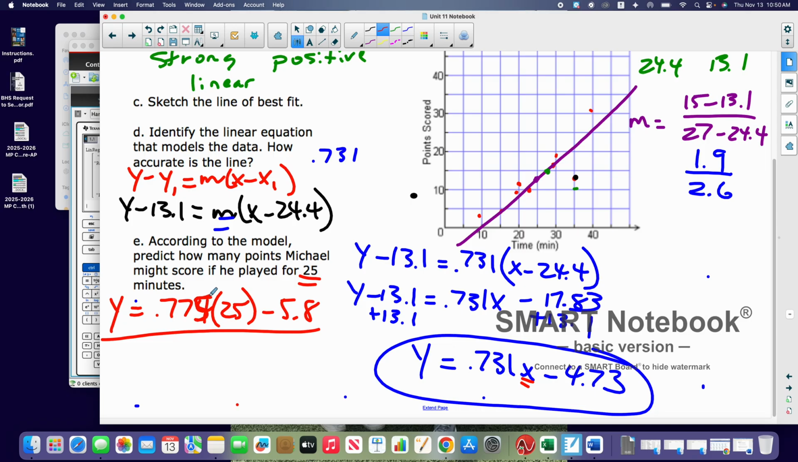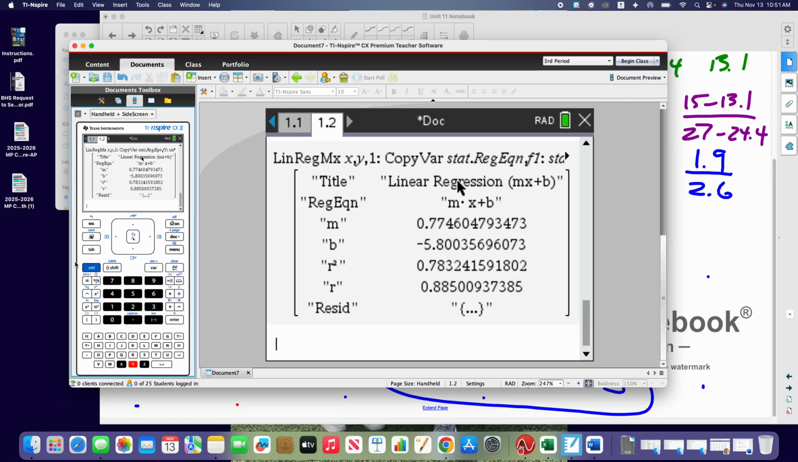Now, here's what I would write on my paper. This is what I would write on my quiz or my test. But this is not what I'm going to put in the calculator. Let me show you a shortcut. You can put this if you like. But remember when we were doing regression a while ago and it saved my equation in the F1? It saved it automatically for me.